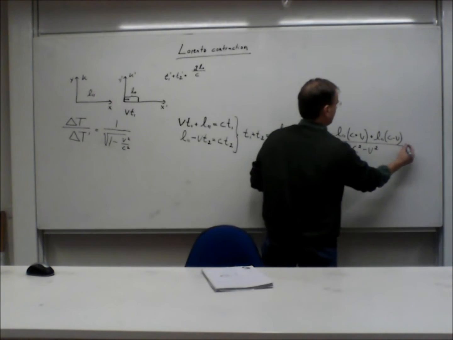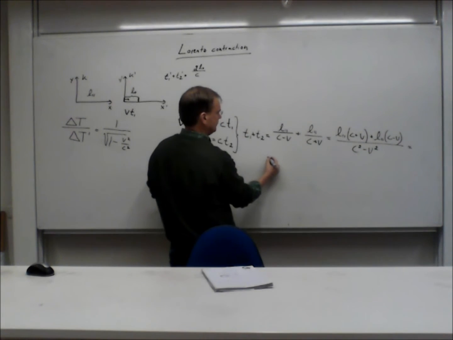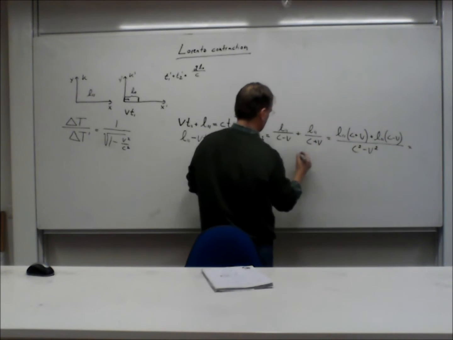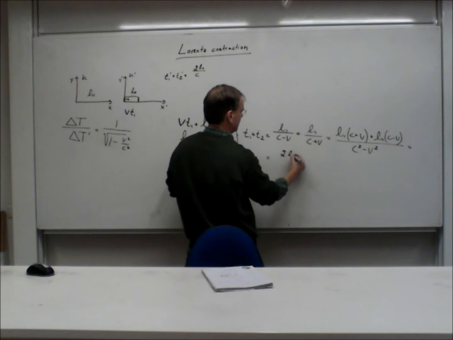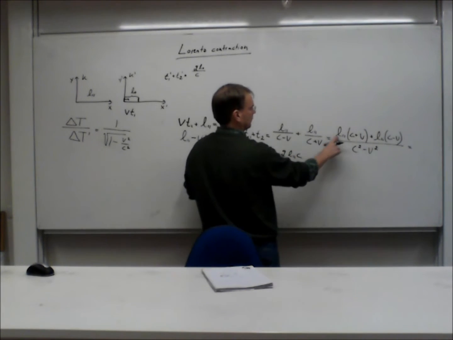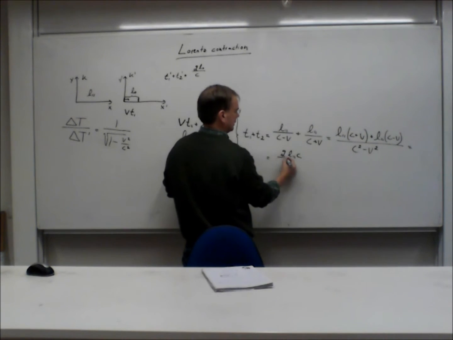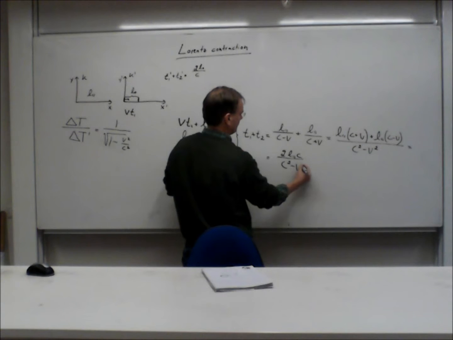And this will be L parallel c plus L parallel c, it's 2 L parallel c; L parallel u minus L parallel u is 0. This will be divided by c squared minus u squared.